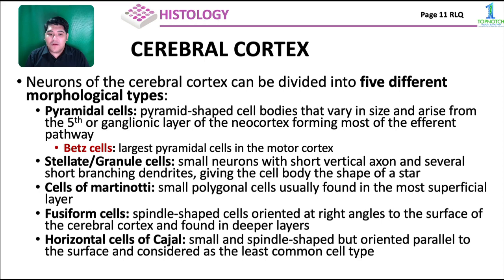These are small polygonal cells usually found in the superficial layer. Then you have fusiform cells and then the horizontal cells of Cajal. It's important that you know that there are 5 different morphological types. But the highly testable ones here are your Betz cells, pyramidal cells.